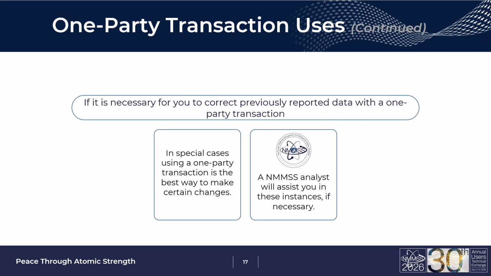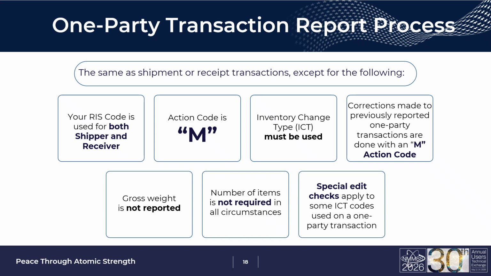If it is necessary for a facility to correct previously reported data, using a one-party transaction may be the best way to make certain changes. A NIMS analyst will assist you if these instances are necessary. The process for reporting a one-party transaction is the same as when reporting shipments and receipt DOE NRC Form 741s, except for the following unique nuances. Your risk code is used for both the shipper and receiver. You will always use the action code M when reporting a one-party transaction.